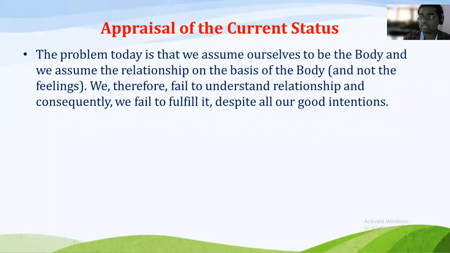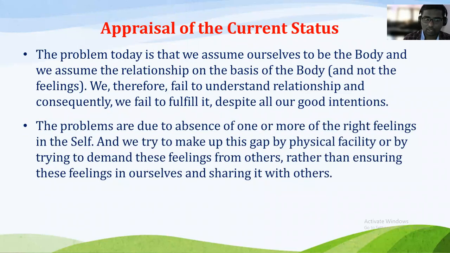So we need to understand the relationship is always present in between I and I. The problems are due to the absence of one or more of the right feelings in the self. म्हणजे ते प्रॉब्लेम्स कशामुळे आहेत तर आपल्यामध्ये असलेले राईट फिलिंग्स अबाउट द रिलेशनशिप नसल्यामुळे, and we try to make up this gap by physical facility. मग आपल्यामध्ये राईट फिलिंग्स नाहीयेत हे लक्षात घेण्याच्या ऐवजी आपण काय करतो बघा रिलेशनशिप मेंटेन करताना, करंट सिनारिओ लक्षात घ्या पहिल्यांदा, कारण करंट सिनारिओ हा ऍक्च्युअली चुकीचा आहे आणि आपण चुकीच्या पद्धतीने रिलेशनशिप मेंटेन करण्याचा प्रयत्न करतो. पहिली चुकीची गोष्ट म्हणजे आपण बॉडीला कन्सिडर करून रिलेशनशिप कन्सिडर करतो. ही पहिली गोष्ट चुकीची आहे.